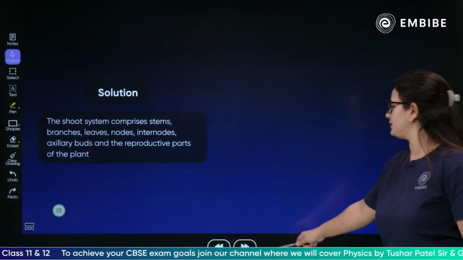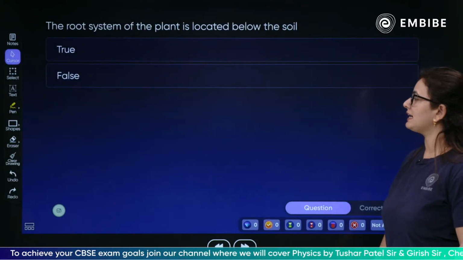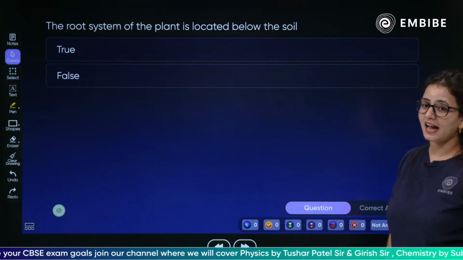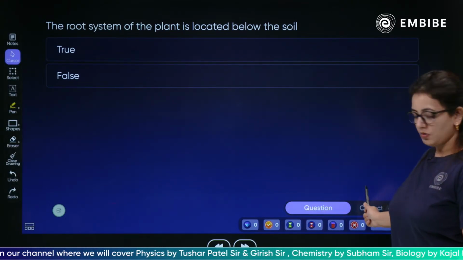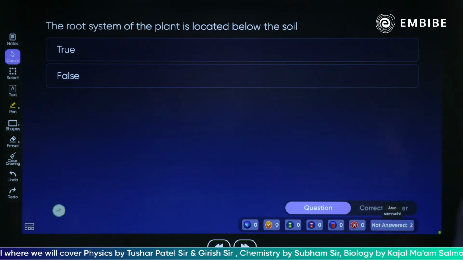Next we will talk about it in detail. Okay, we have another question again. The root system is located below the soil. True or false? What do you think, is it true or is it false?